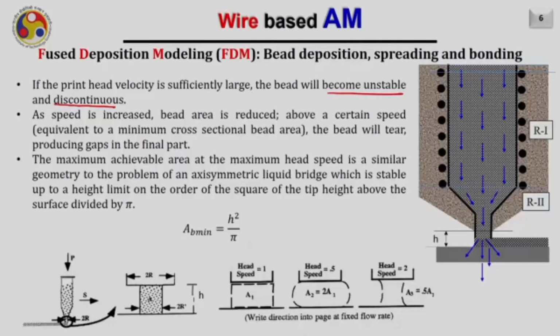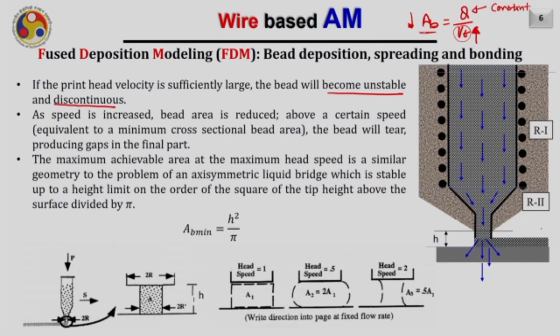As the speed increases, the bead area is reducing. We can see that from our formula. The formula says A_B equals Q by V_t, and it is obvious now if I increase this velocity V_t, of course my A_B will reduce if the flow rate is constant. Of course, if I increase this velocity to a very high value, this area will become very small as well, and hence the bead will become discontinuous. So above a certain speed, the bead will tear and produce gaps in the final part.